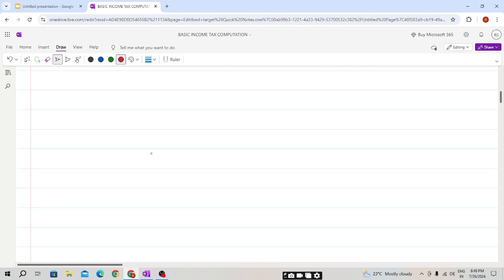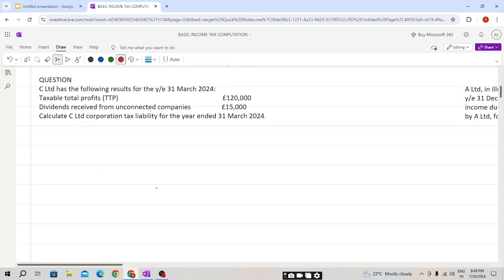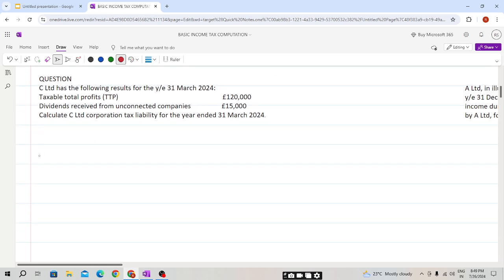Here we will be seeing one question. We have not solved this, it is the same as the previous question. C Limited has the following results for the year ended 31st March 2024. Calculate the corporation tax liability. Corporation tax liability will be paid on the TTP. TTP is 120,000, students, into the corporation tax rate.